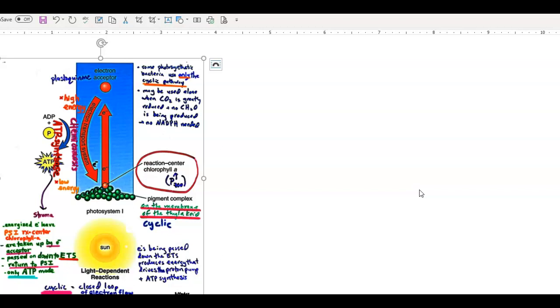Anybody? Pigment. And then it is going to optimally absorb light at 700 nanometers. So cyclic, electrons are going to go around and around and around. May never ever leave. Goes around and around. It's a closed loop. The electron is used over and over and over again.